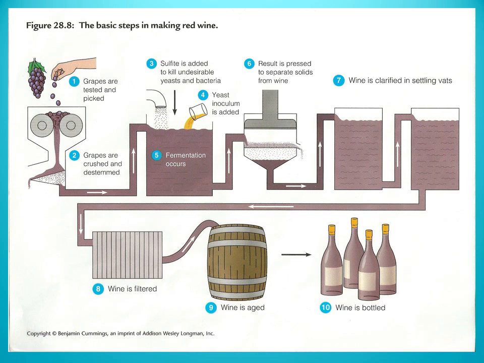You're going to separate out any of the solids from the liquid portion so that the wine's going to be clarified. You let it settle. You then filter it. It's then aged, and finally it is bottled.